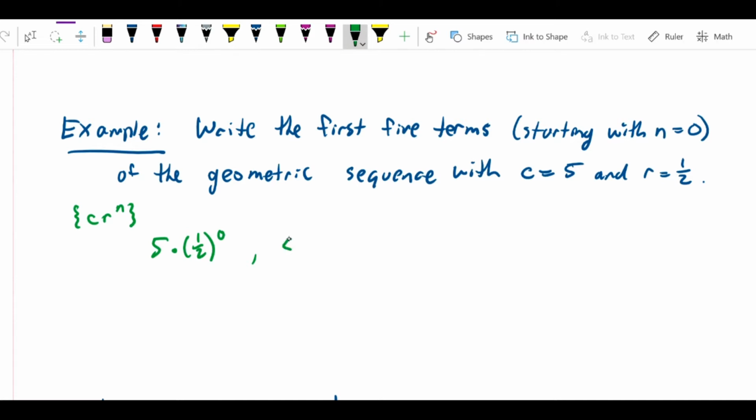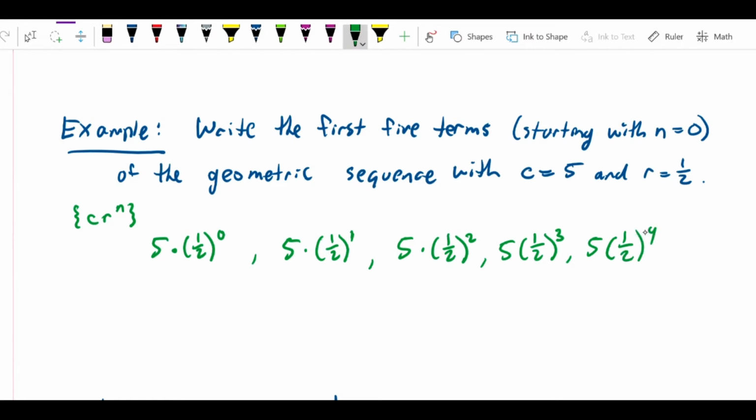So the next term is going to be 5 times 1 half to the 1, and then the third term will be 5 times 1 half to the 2. The fourth term is 5 times 1 half to the 3, and the fifth term is 5 times 1 half to the 4. And the way we would label these is we would say that this is n equals 0, n equals 1, n equals 2, n equals 3, and n equals 4.